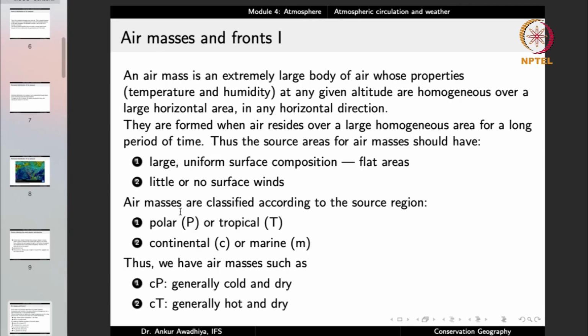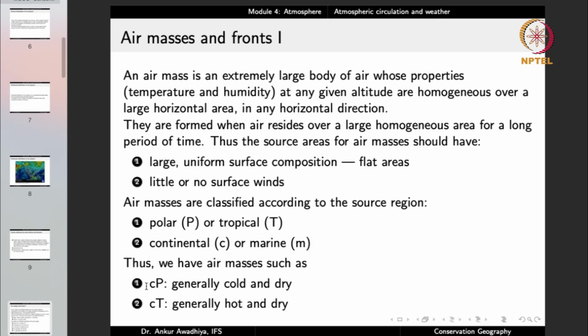Now typically polar air masses will be colder, tropical air masses will be warmer. Continental air masses will be drier because they are originating over land. Marine air masses will be wetter because they are originating over water bodies.